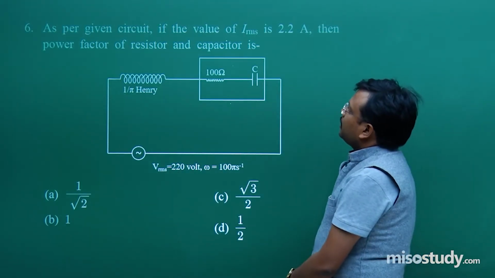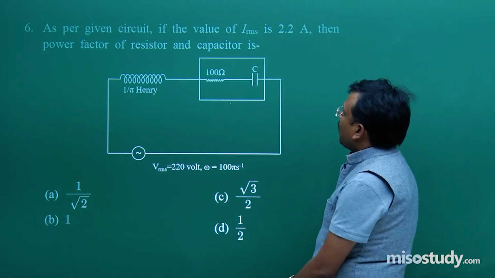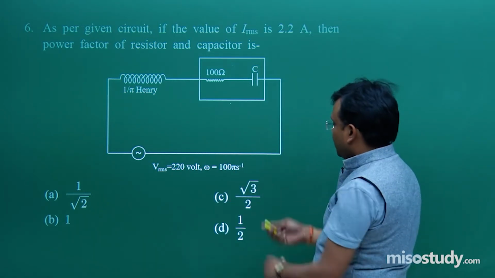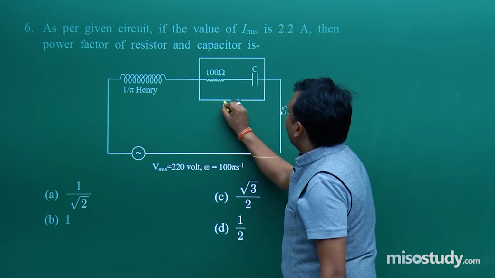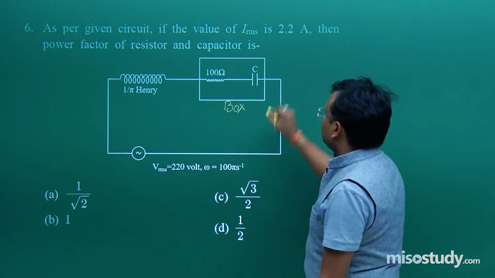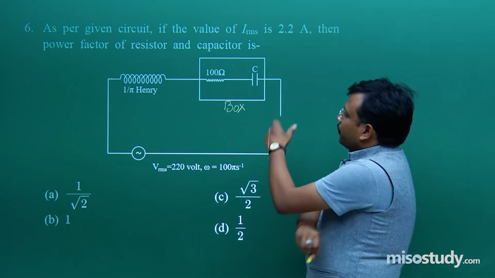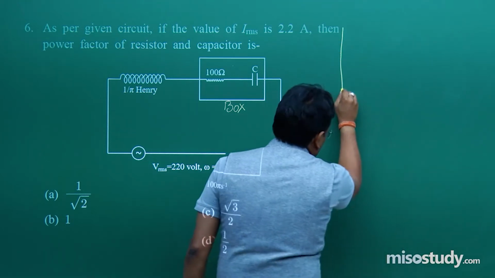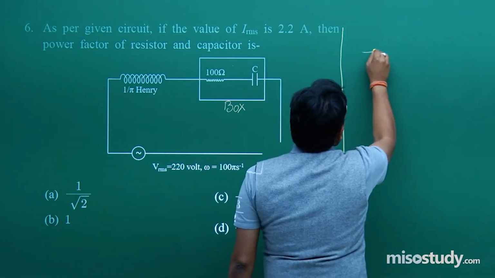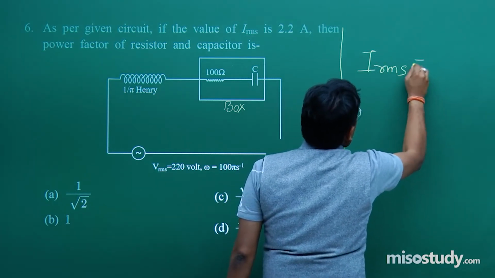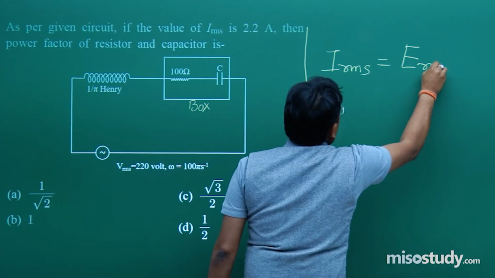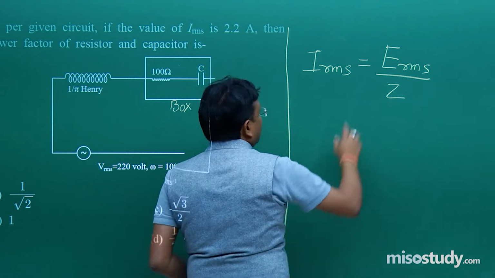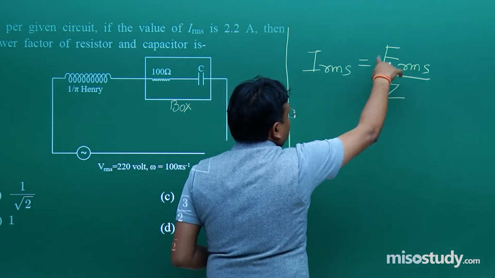As per the given circuit, if the value of IRMS is 2.2 ampere, then find the power factor of the resistor and capacitor. Resistor and capacitor means, students, this box. Fine, this entire box. So, the question is simple. We have to apply a basic formula over here. And what is that basic formula? IRMS is equal to ERMS upon Z. Or I would like to mention over here, this capital E is nothing but induced electromotive force.